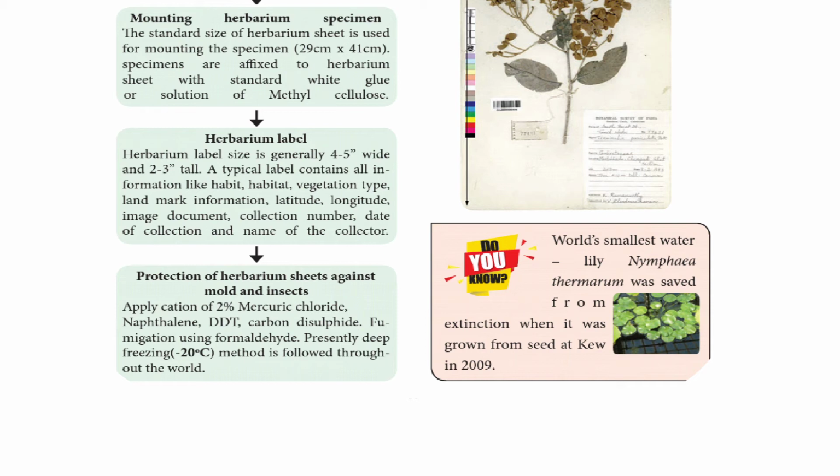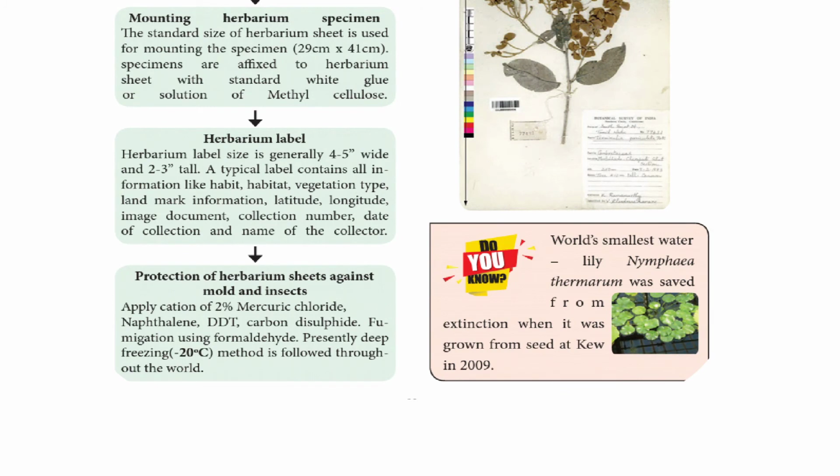Okay. And the next one is protection of herbarium sheets against the molds and the insects. So apply 2% mercuric chloride, naphthalene and DDT, carbon disulfide, and fumigation using formaldehyde, and presently deep freezing at minus 20 degrees Celsius can be used; this method is followed throughout the world. So to protect the herbarium sheets, these are the procedures they are following.